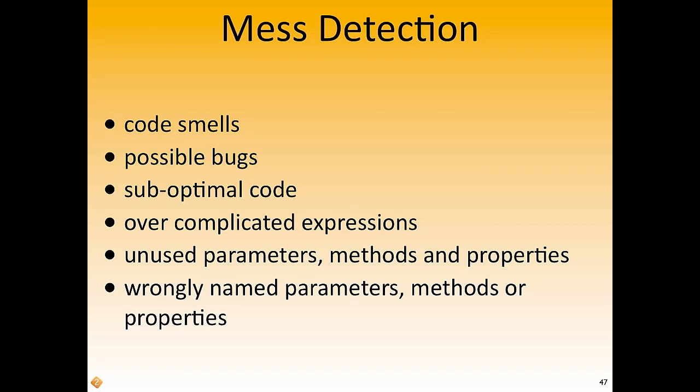suboptimal code that you used, maybe some deprecated functions, overcomplicated expressions, unused parameters, methods, properties. I see it a lot where I see a variable being instantiated but never being used. So why do you use it? Wrongly named parameters. Step 1, step 2, step 3. I don't call that parameters. Those are tryouts. Also, if you have comments or parts of code in comments and it remains in your code base, get rid of it. You don't want to have it in there.